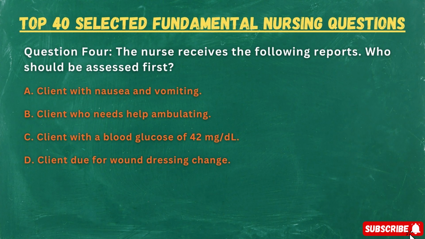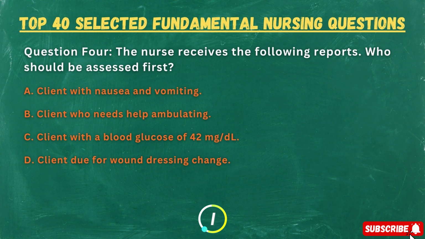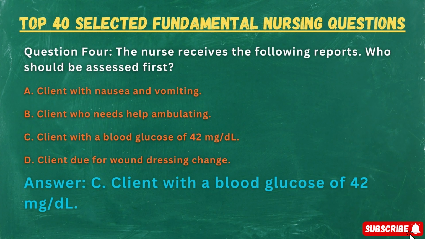Question 4. The nurse receives the following reports. Who should be assessed first? A. Client with nausea and vomiting. B. Client who needs help ambulating. C. Client with a blood glucose of 42 milligrams per deciliter. D. Client due for wound dressing change. Answer. C. Client with a blood glucose of 42 milligrams per deciliter.